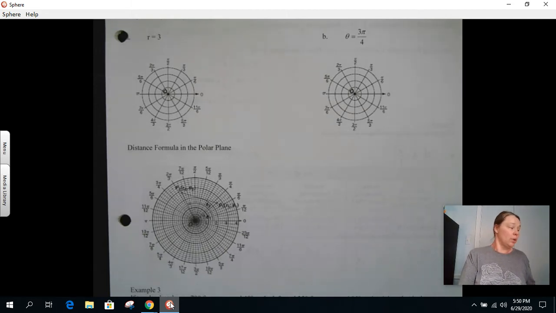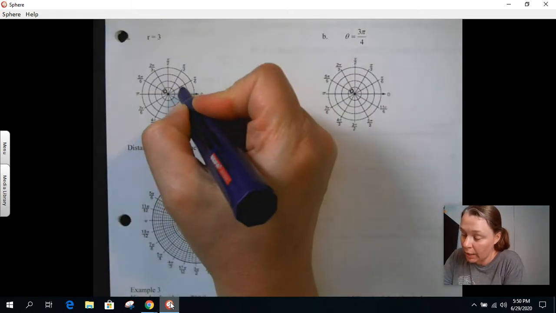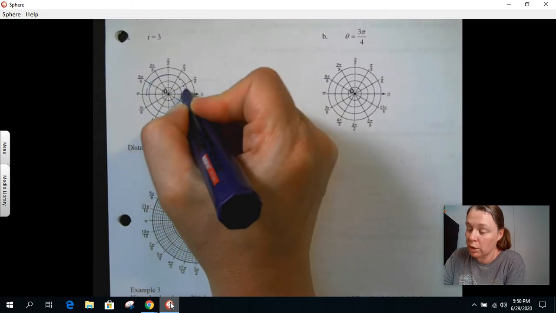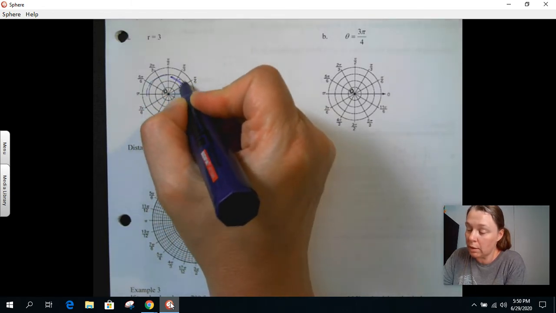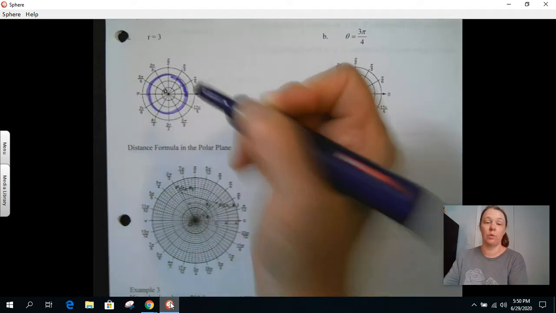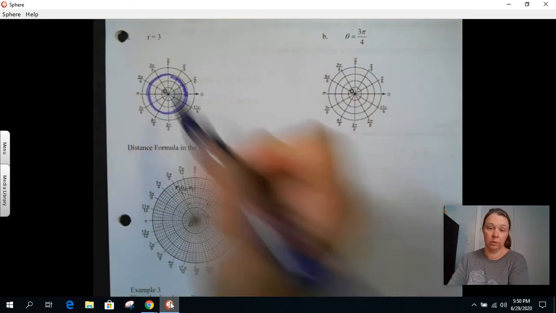Okay, so r equals 3. So r equals 3 means, for every single value, any point where the radius is 3 is part of this graph. So if I say this is a scale of 1, anywhere where the radius is 3 would be all along here, over here, over here, over here, over here. So this whole circle with the 3 would be r equals 3. Not just on the positive side, but anywhere.